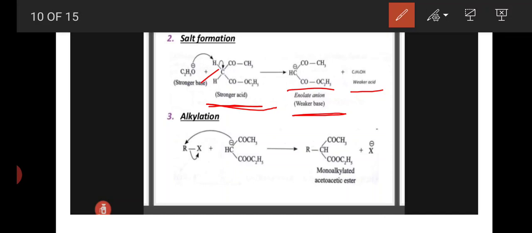For example, here we are taking sodium ethoxide, C2H5O minus Na plus. In the presence of sodium ethoxide, it loses hydrogen and forms ethyl alcohol. Here CH minus is there. Sodium plus is also formed. Then this is the salt.